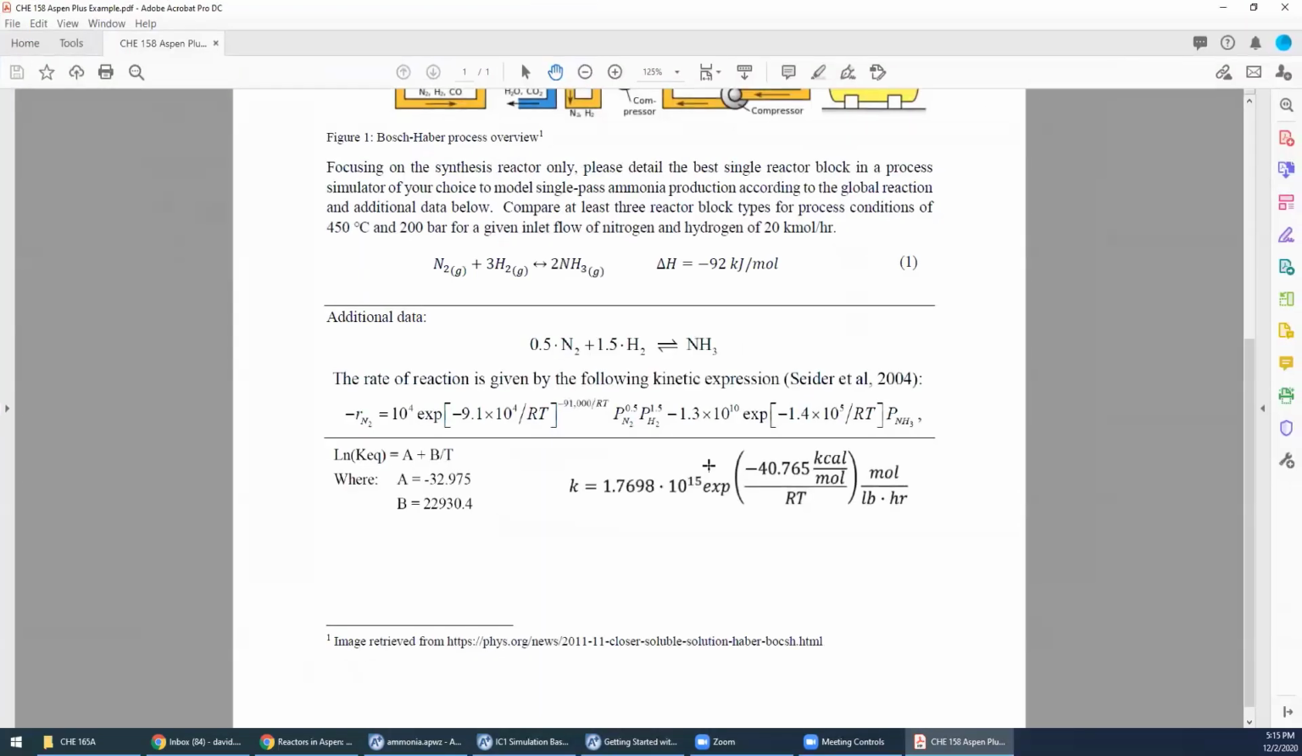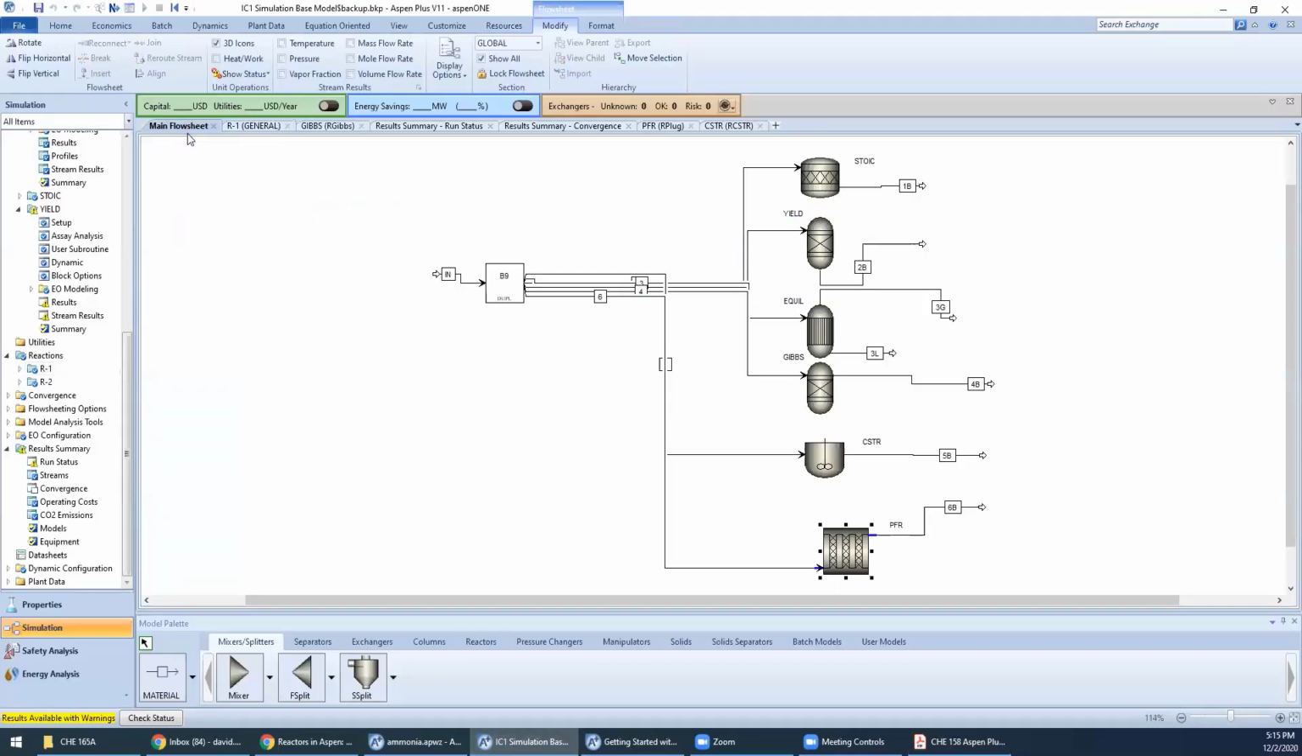That's kind of it. That ended very uneventfully. Any questions? Oh, okay. Thanks, Evan. So how would we know how many PFRs to draw in for Aspen?